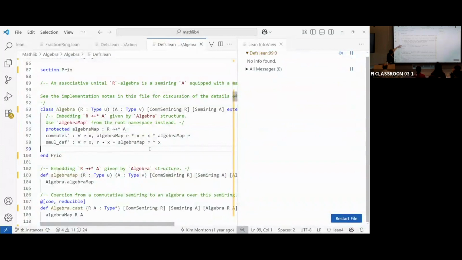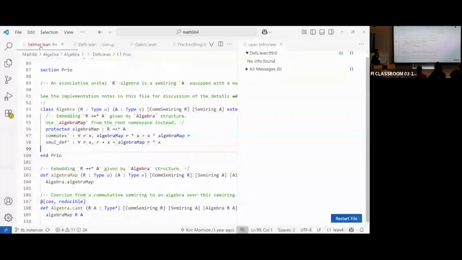It has data and it has predicates. So it has data in the sense that algebra inside of it contains the algebra map. And then it has some predicates that it has to satisfy. The algebra map has to satisfy this, and it has to satisfy this. And this distinction between data and predicates is actually quite important in terms of library design, and I'll show some examples of that. This is something I want to really point out.